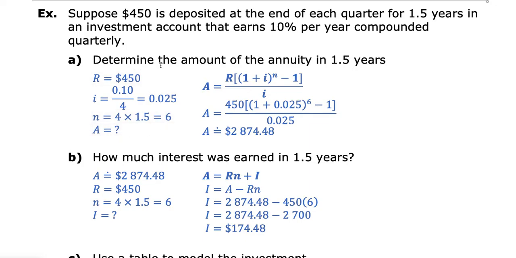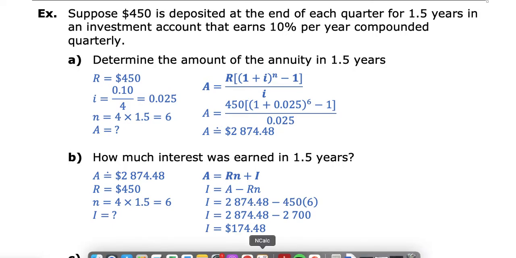The part that's unknown is the amount of the annuity. So we'll use our formula, substitute in our values, and then evaluate. So we'll solve.